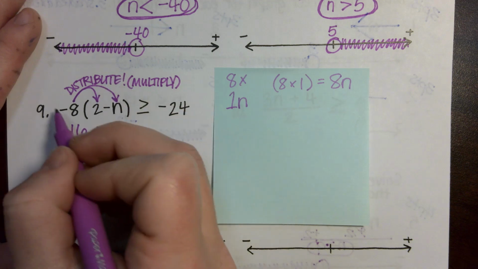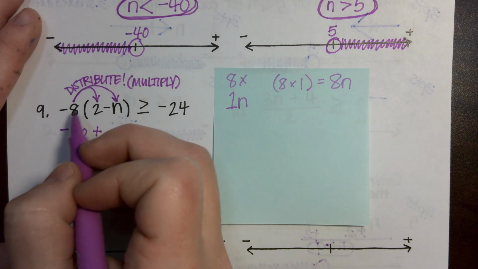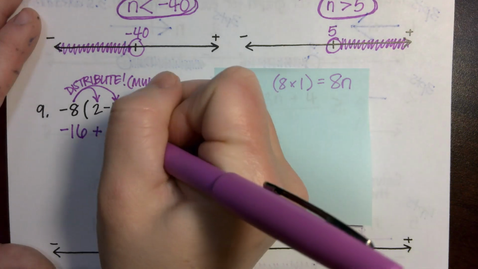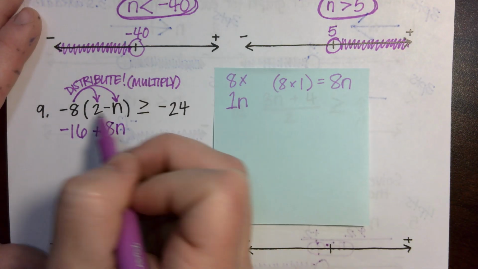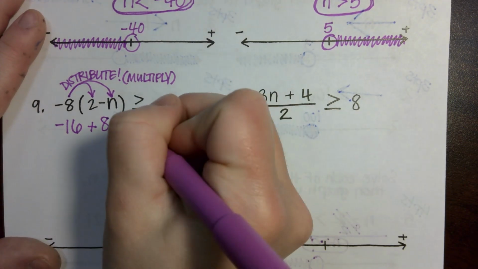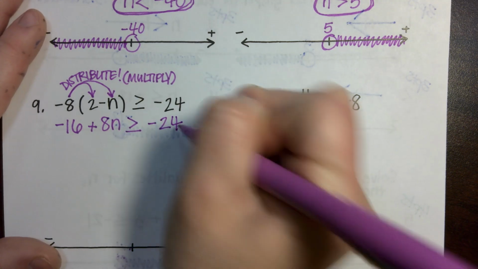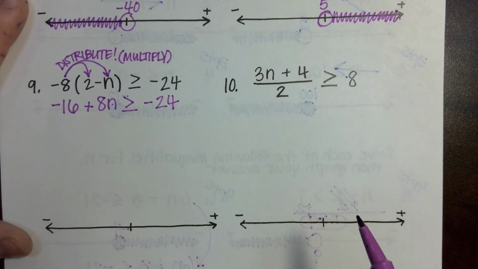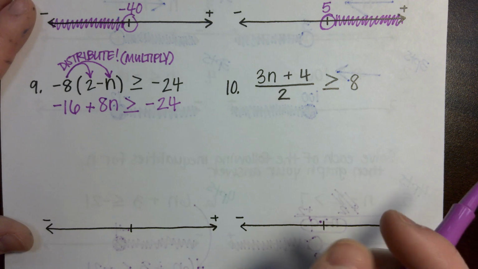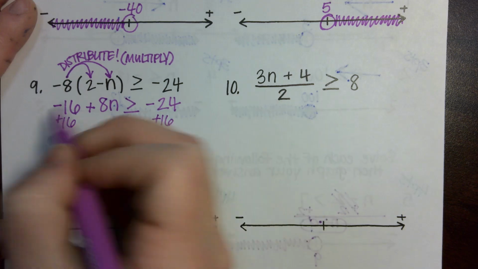Good, good. Okay, so we got negative 16 when we multiplied negative 8 times 2. Then we did negative 8 times negative n, and that's going to be what? 8n. Good, because those negatives cancel. They turn into a plus. What do I do next? Yes. Bring down the rest of the inequality. Greater than or equal to negative 24. Now we can start using our inverse operations. Yes. Plus 16 on both sides.